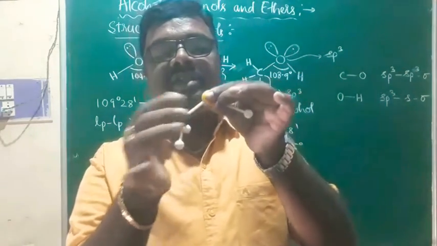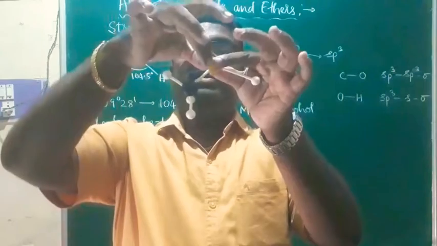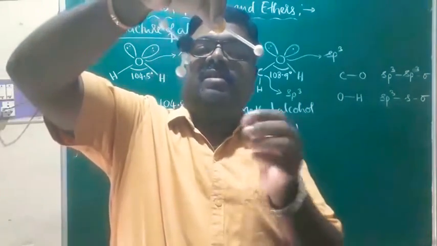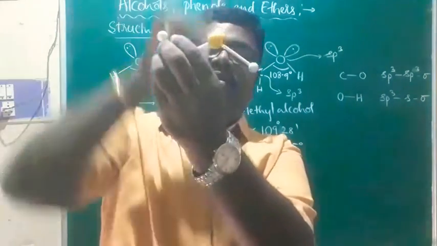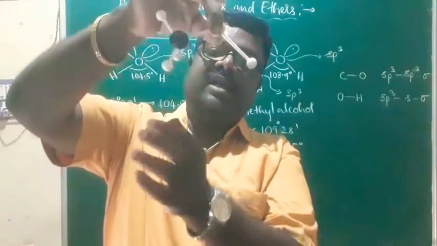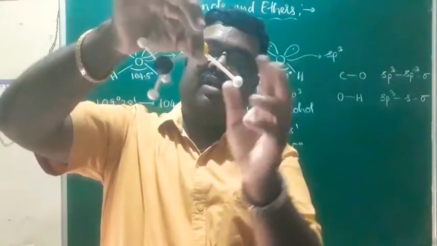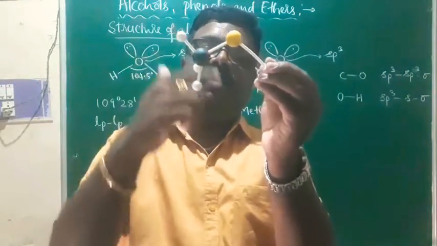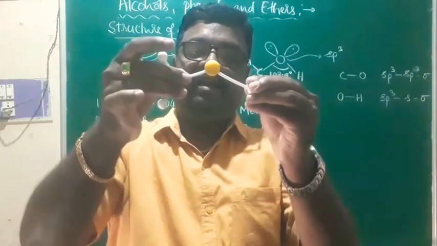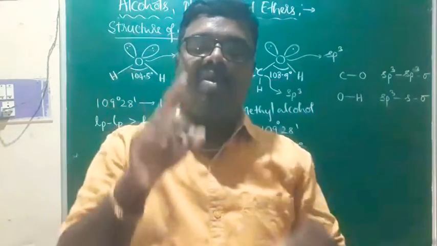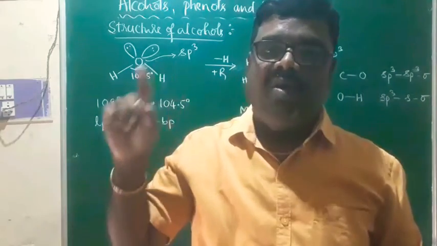One hydrogen is replaced by a methyl group. Look at this, I replaced this hydrogen by a methyl group. This is a bulky group, right? Because of this bulkiness, there is a repulsion, and now this methyl group is bulky, occupies more space, and therefore the bond angle increases from 104.5 degrees to 108.9 degrees.